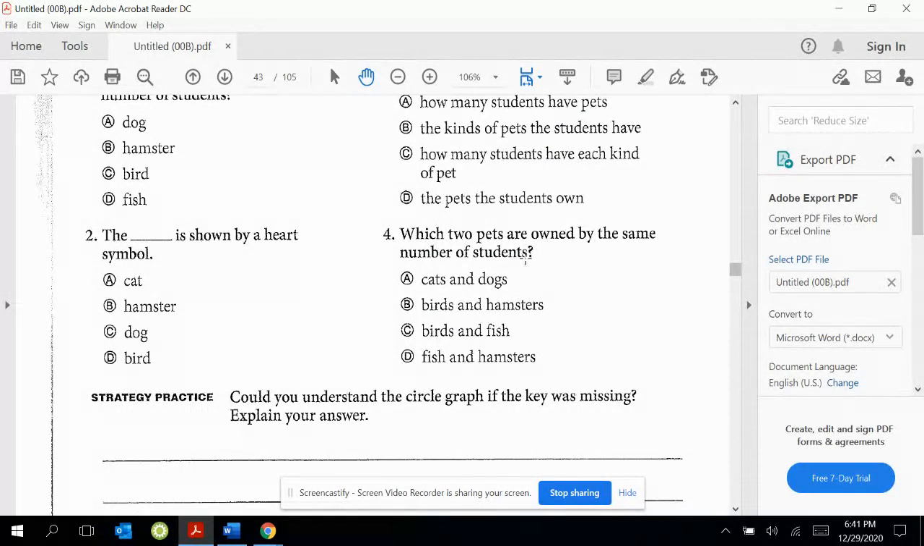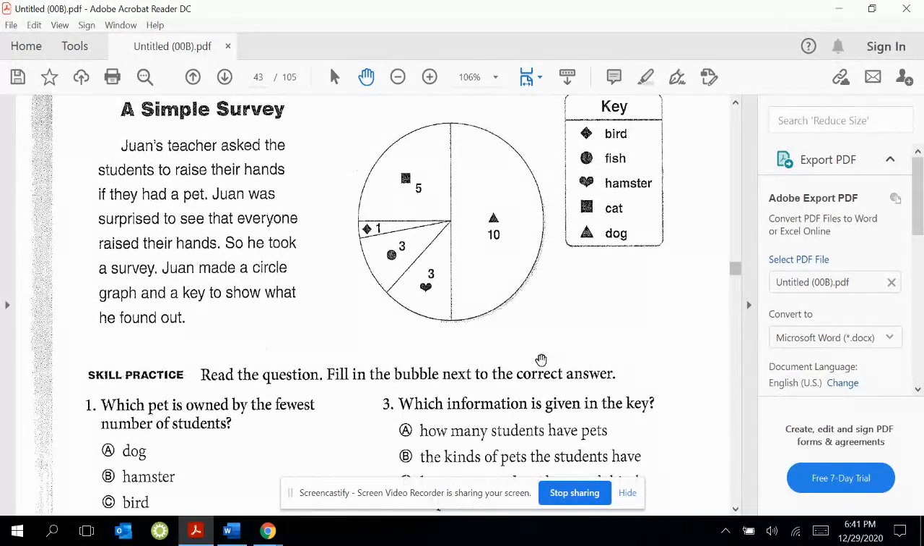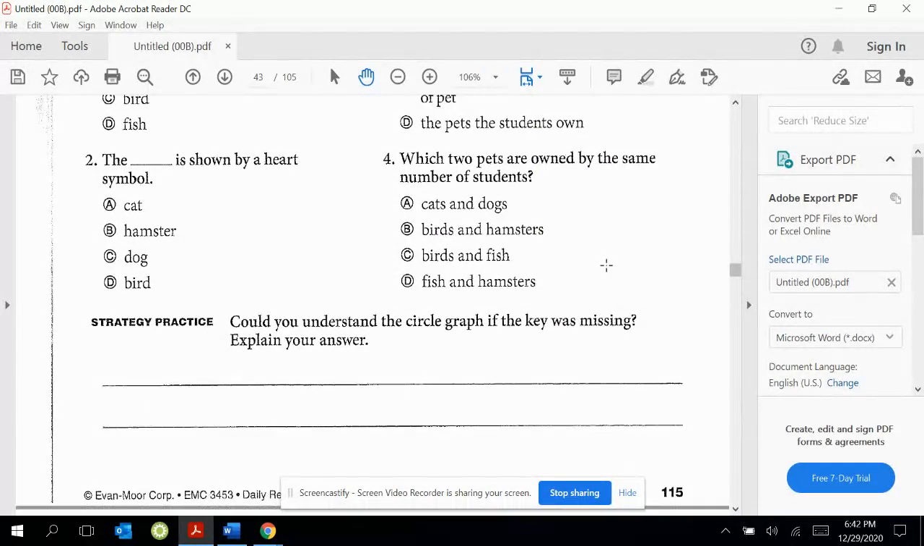Number 4, which 2 pets are owned by the same number of students? Dogs and cats, birds and hamsters, fish and birds, fish and hamsters. Look back up here and find the 2 that are of equal size. You can also look at the numbers. Do you see 2 numbers that are the same? Write down what those animals are.